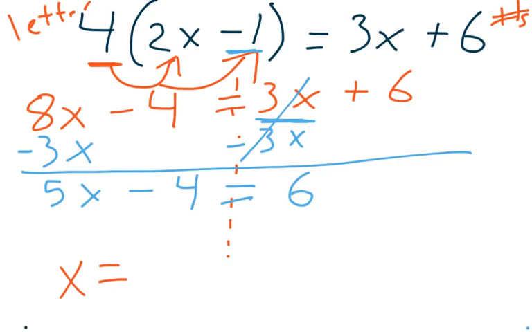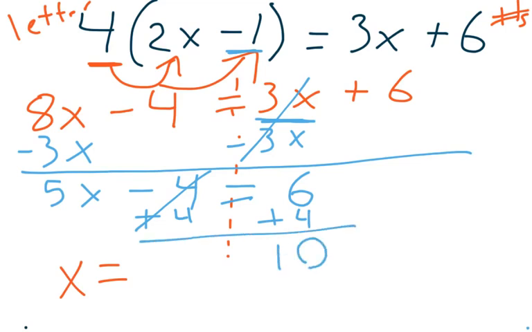Now I'm going to do the same thing because I want to get the 4 onto that other side with the 6. I want my regular numbers together. So I have a minus 4, and I'm going to do the opposite of subtracting 4, which is adding 4. So I'm going to add 4 to make this go away, and then I'm going to add 4 here. So I end up getting 10 when I add 6 and 4, and then this 5x just comes on down.